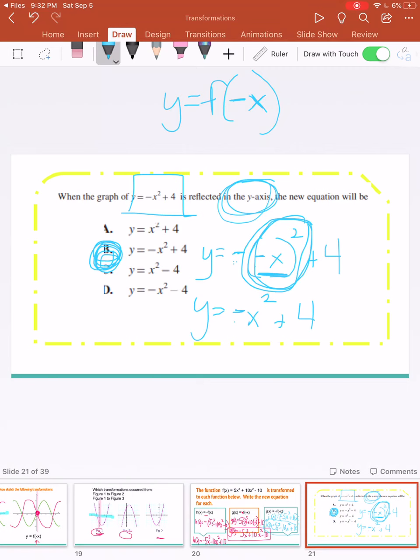Okay, and sometimes when I'm given a graph like this, I'll go ahead and graph it on my graphing calculator. And then I can just look and see and graph the new equation. In this case, it's the same thing. Does it look like it's reflected along the y-axis?